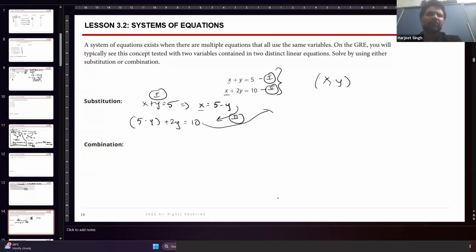And continuing to solve, minus y plus 2y is y, and 5 I can take the constant on the other side, on the RHS. So it becomes y equal to 5. Is that right? Okay. So if y is 5, can I say x is 5 minus y, which is 0. So the solution becomes (0, 5).